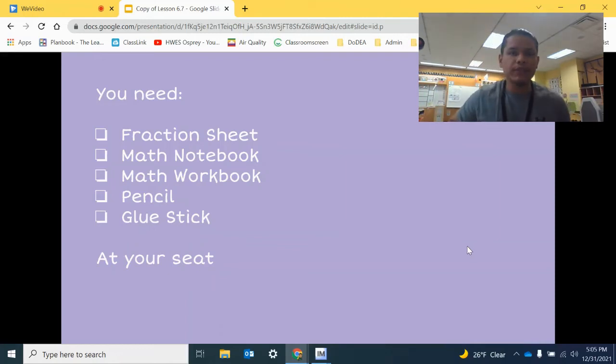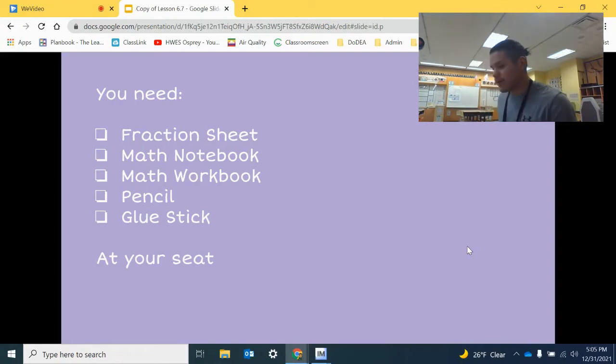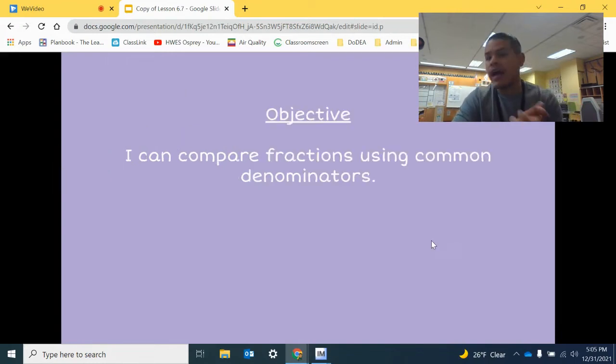Hello, amazing fourth graders. We're here for lesson 6.7, where we are going to be comparing fractions using common denominators. As always, here's everything that you need. Your I can statement is I can compare fractions using common denominators.